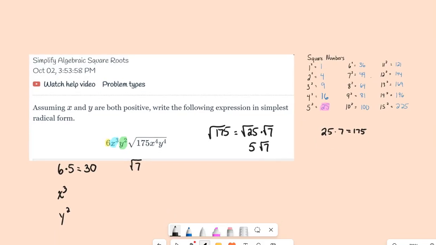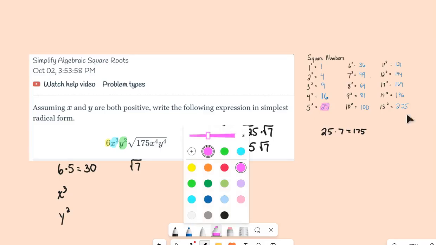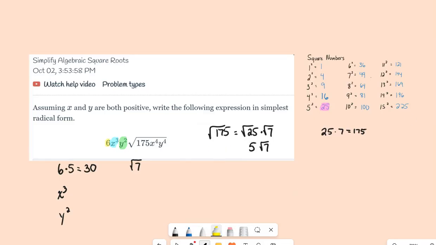So just kind of recap what we did there. We looked at the 175, and we said, oh, that's square root of 25. So we can call that 5. That's where we're getting that 5 from, and where we're getting the 7 from as well.